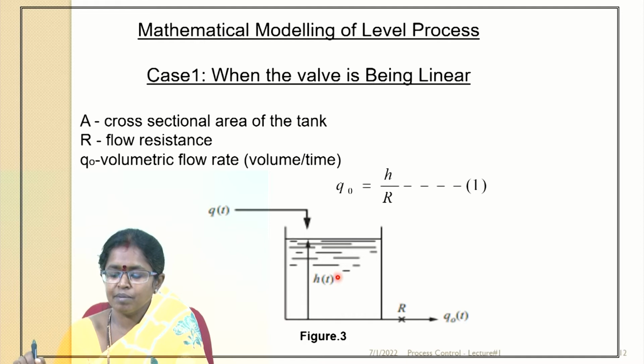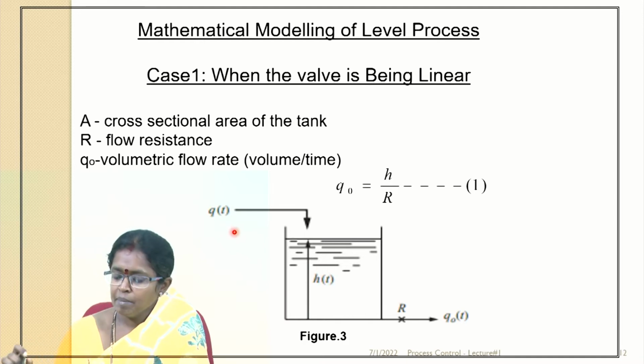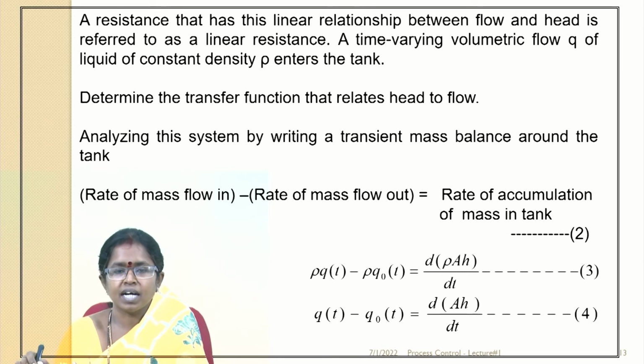So finally I am going to derive H of S by Q of S using the principle of conservation of mass, or in other words, using the mass balance equation. I am going to derive the equation, right? So what is your principle of conservation of mass? Change in inflow rate minus change in outflow rate is equal to rate of change of accumulation of mass inside the tank, right? Rho is the density.